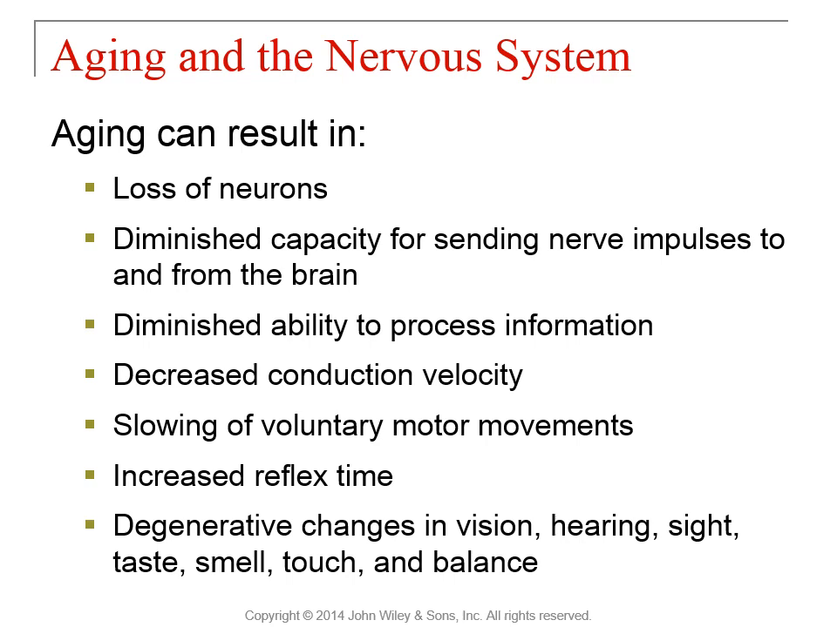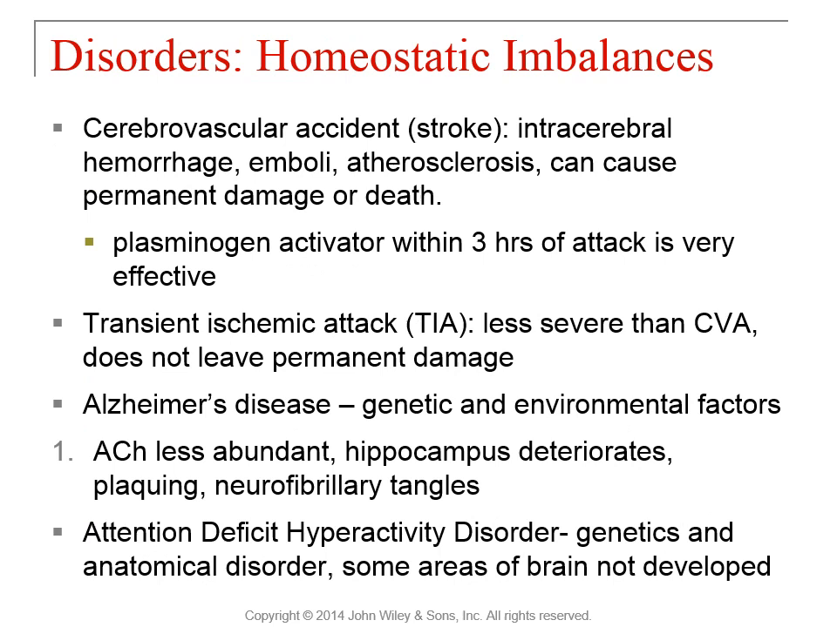But over time, we do start to lose the neural connections, whether it be the neurons die off, or a lot of times synaptic connections just don't work as properly. So different types of disorders. Homeostatic imbalances could be kind of a delicate term. Some of these are severe homeostatic imbalances.